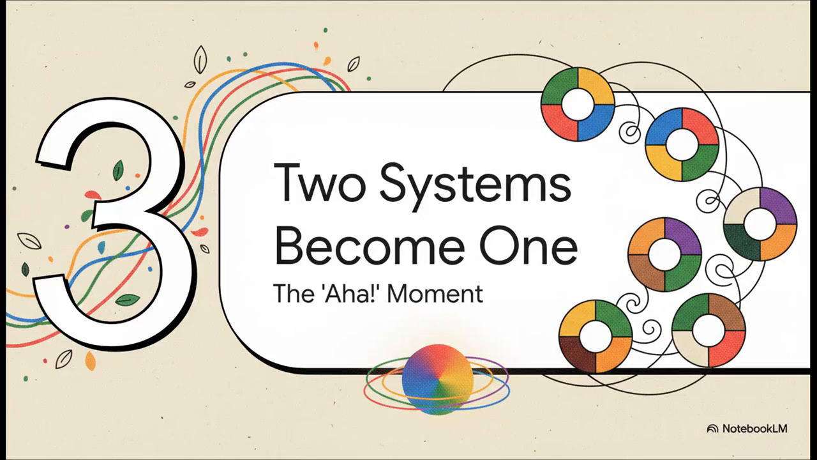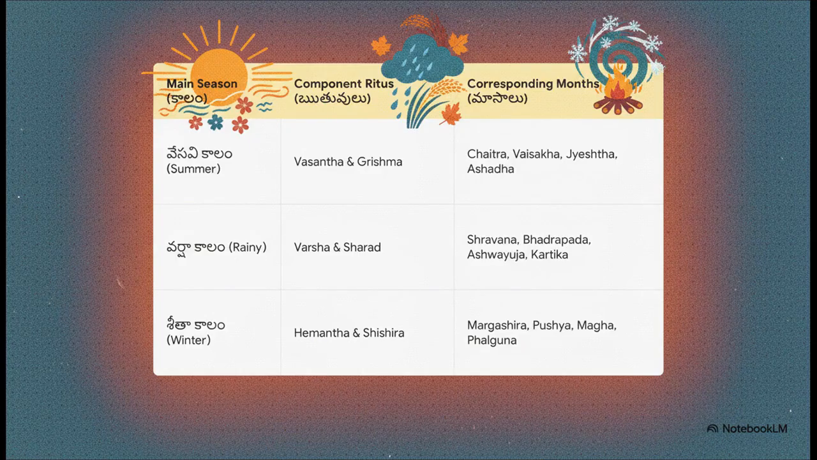Okay, so we have the common 3 seasons on one hand, and then these 6 traditional ritus on the other. So how do they actually fit together? Well, this is where it gets really cool, and it all clicks into place. See, the key thing to realize is that the 6 ritus aren't some separate, competing system. They're just a more detailed version of the 3-season model.